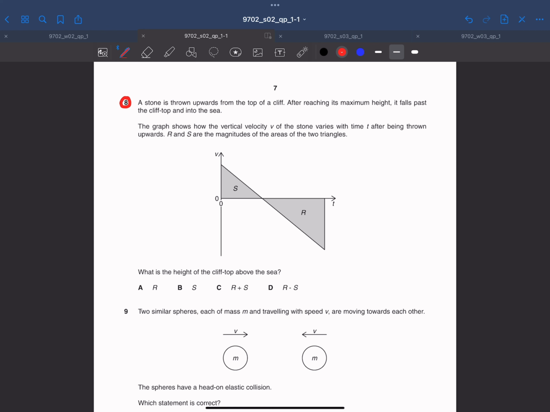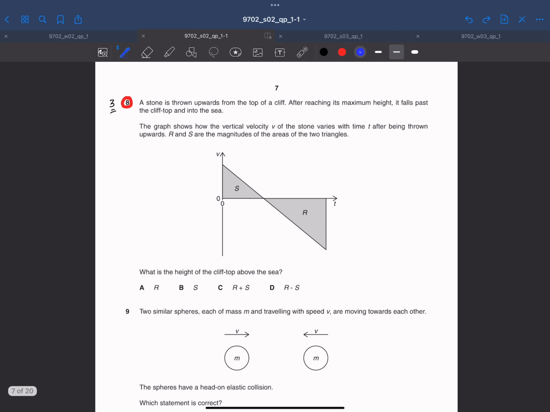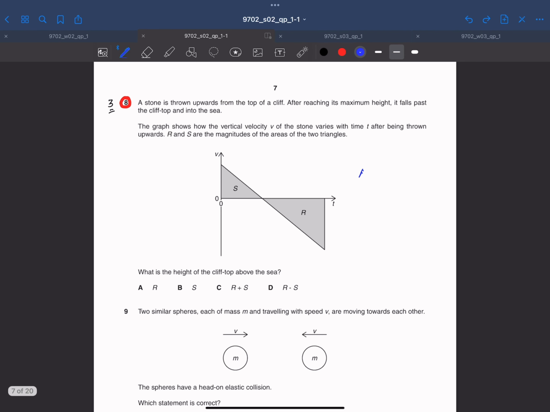Here we have question 8. For our sequence we can say it's question 3, but whether it's 3 or 8 doesn't make any difference. The question is: a stone is thrown upward from the top of a cliff. Suppose here we have a situation. This is the height of the cliff you can consider here.